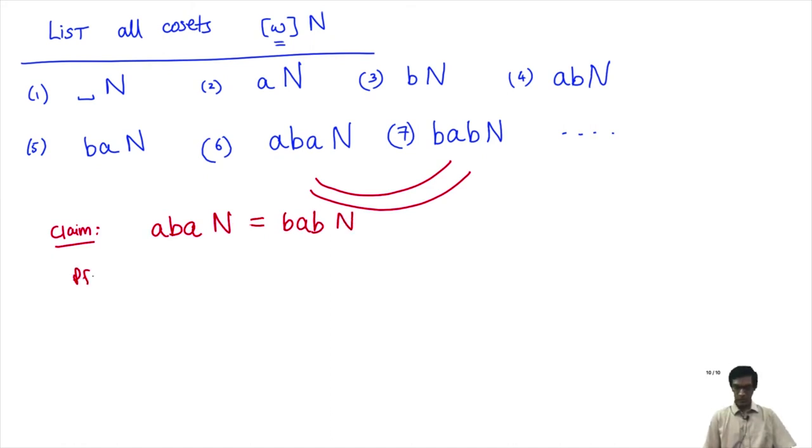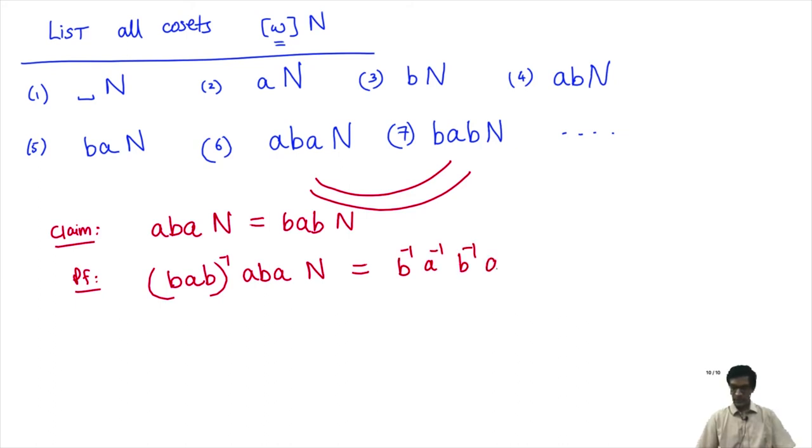Okay, again, proof. What do we need to do? We need to take one of them to the other side as inverse. So look at BAB inverse, ABAN, and we need to simplify this. So remember, BAB inverse is what? B inverse, A inverse, B inverse, ABAN. Inverses, remember, are the same as primes: B prime, A prime, B prime, ABAN.